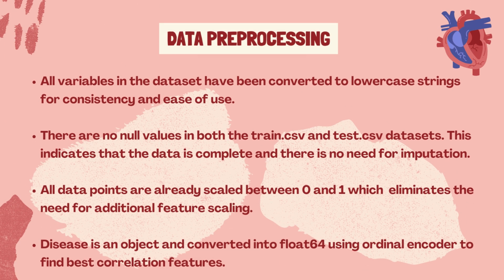Moving on to data preprocessing. All variables in the dataset have been converted to lowercase strings for consistency and ease of use. Additionally, both the train.csv and test.csv datasets have no null values, indicating complete data with no need for imputation. Furthermore, all data points are already scaled between 0 and 1, eliminating the need for additional feature scaling. Finally, the disease column, initially an object, is converted into float64 using an ordinal encoder to identify the best correlation features.